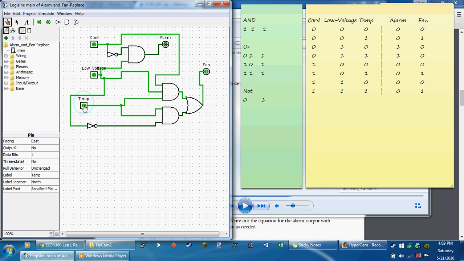So we can see that the circuit works perfectly. This is my presentation. Thanks for watching.